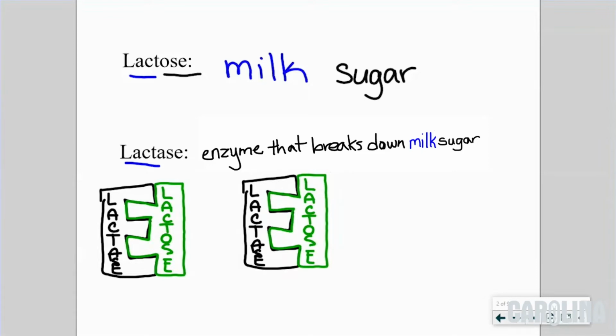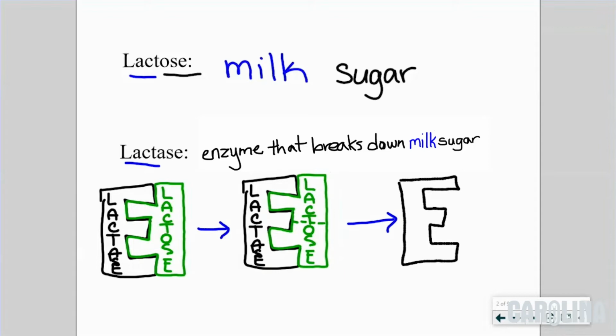And when they join together, what happens is the substrate undergoes a conformational change. Now, the lactase itself does not change. So lactase can be used again in further reactions or in a later reaction. However, we no longer have lactose. What we have now are two smaller sugar molecules. These sugar molecules are glucose and galactose.